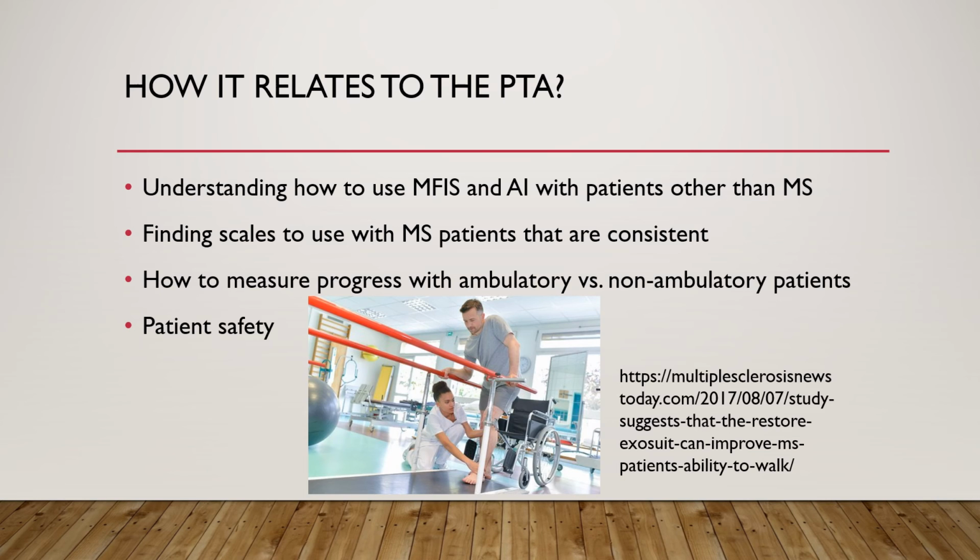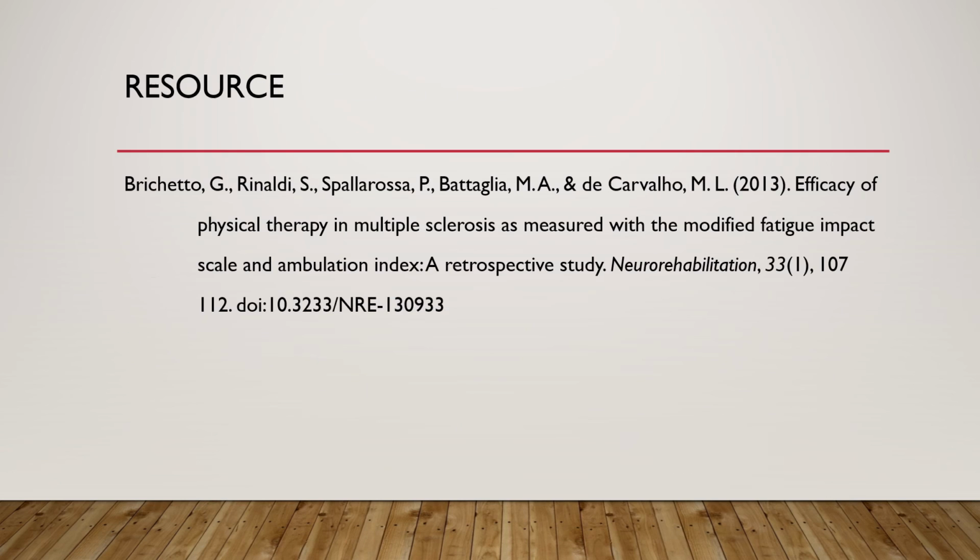Another big thing will be patient safety. Knowing what you can do with ambulatory versus non-ambulatory patients will definitely help to make these patients' quality of life improve in their treatment. And this is just the source that I used to get my study from. It's from the Neurorehabilitation Journal.